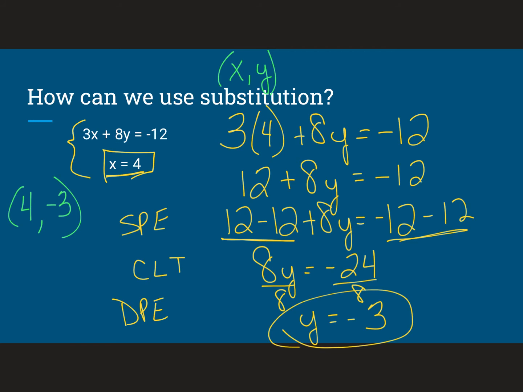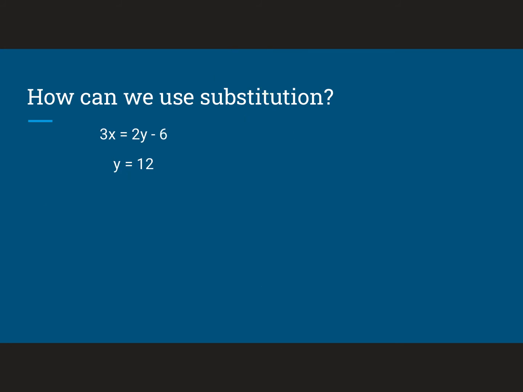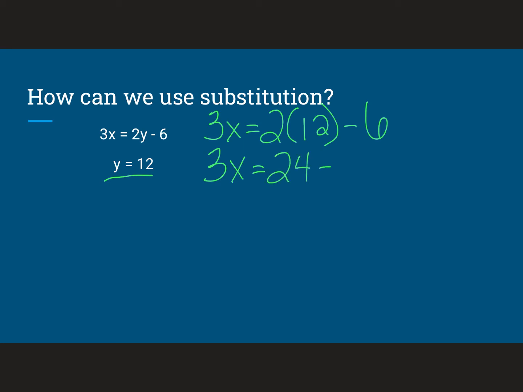Let's try another example. Here, I'm told that y equals 12. Sorry, let me erase that so you can actually see what that was. So y equals 12. Again, I'm just going to replace y with 12. So I have 3x equals 2 times 12 minus 6. Remember, 2y means 2 times y. So 2 times 12 is easy. That is 24 minus 6, and 24 minus 6 is 18.